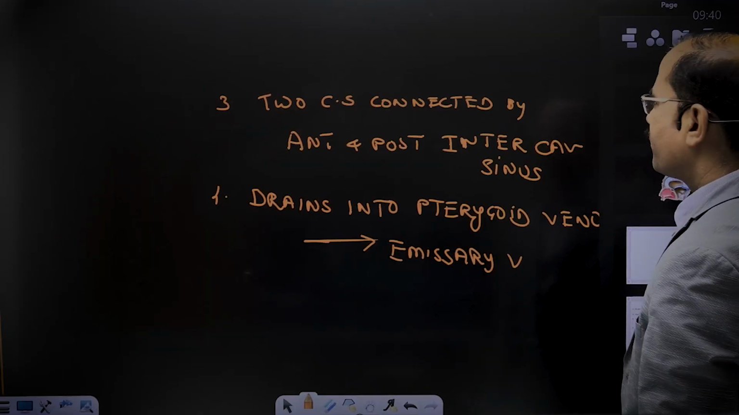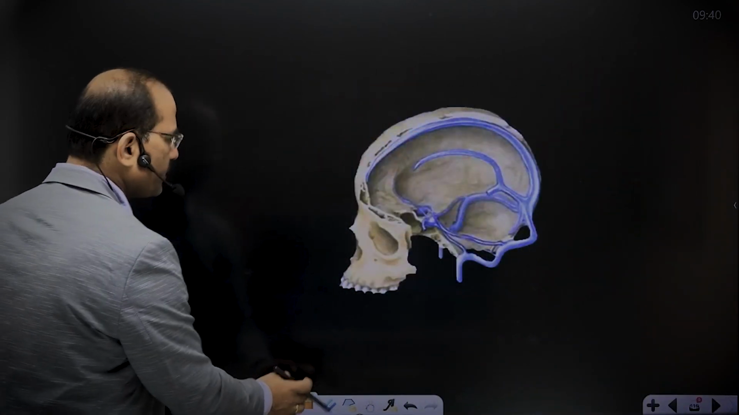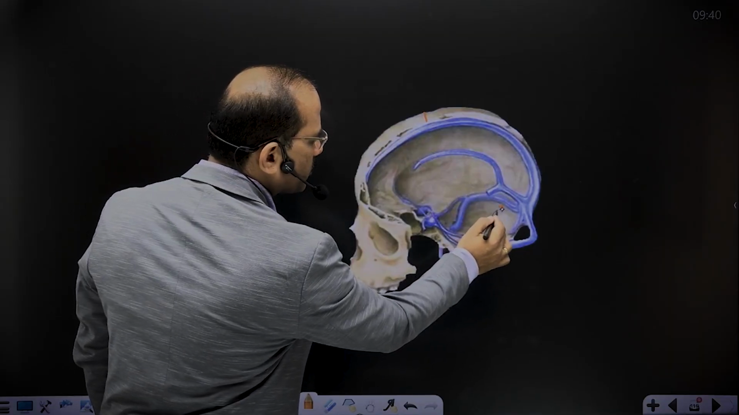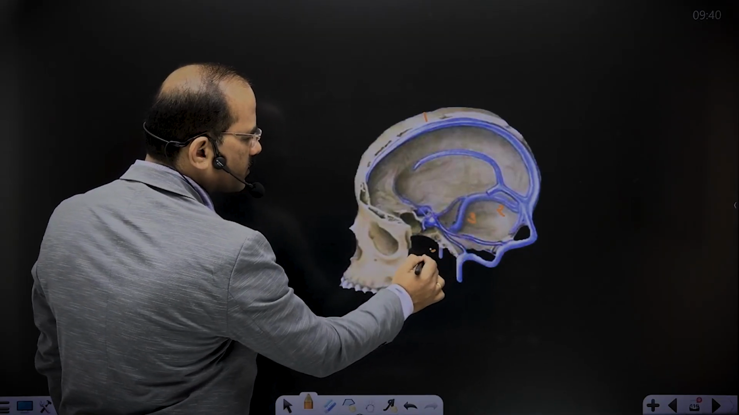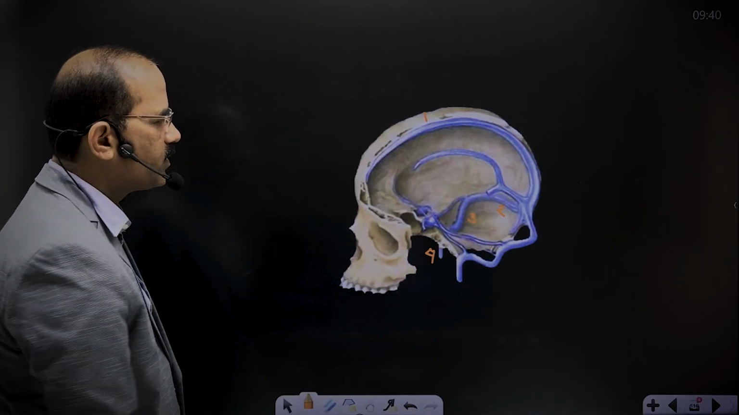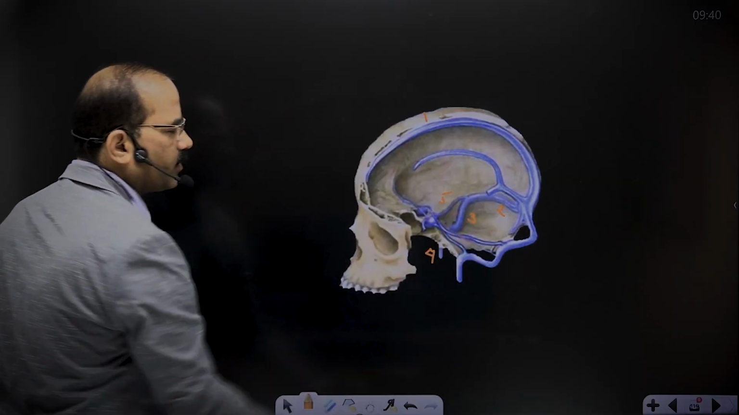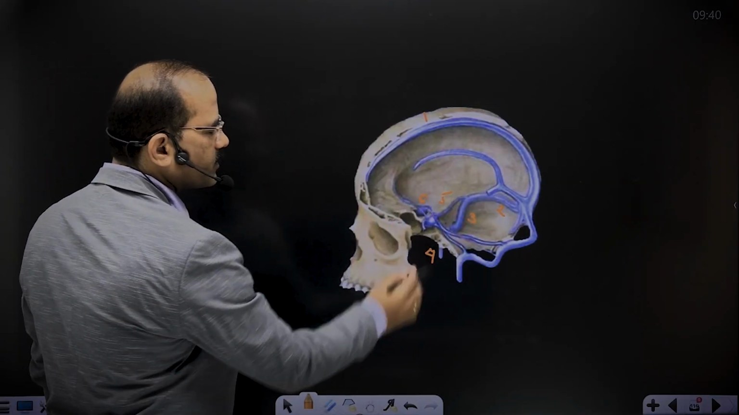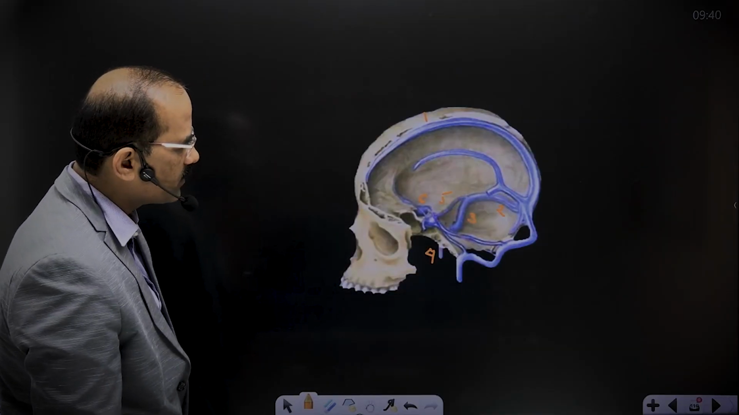Look at this slide, if you can understand it. Now, what is this number 1? You identify number 1: that's the superior sagittal sinus. Number 2 is the right transverse sinus. Number 3 is the right sigmoid sinus. Number 4 is the right internal jugular vein. What is number 5? That's the superior petrosal sinus, which connects to the cavernous sinus. Number 6 is the cavernous sinus. So the superior petrosal sinus connects the cavernous sinus to the transverse sinus, right?